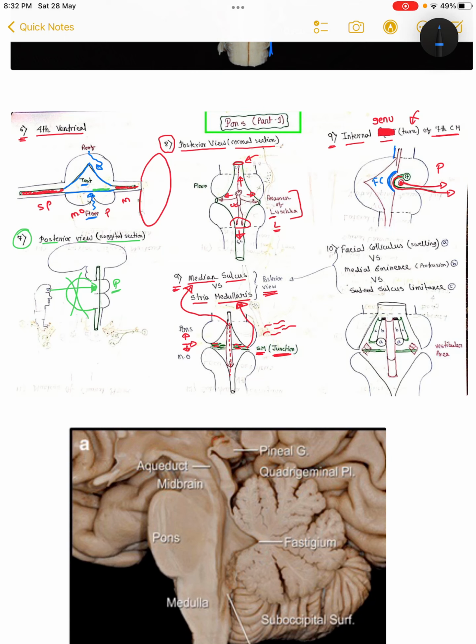And you know, this is our midbrain, and in the midbrain posterior wall we find two colliculi, superior colliculus and inferior colliculus. Claro? Okay, now coming to the tenth. In the tenth we are again going to find some other structures regarding the posterior view, which are the facial colliculus just described, medial eminence and sulcus limitans. What are these? Medially you will find a depression which is known as the median sulcus. You already know that.